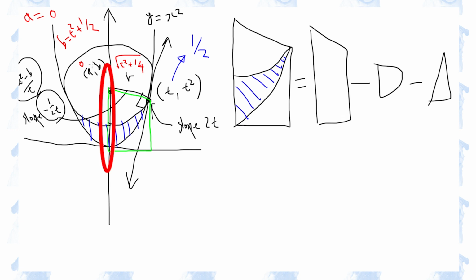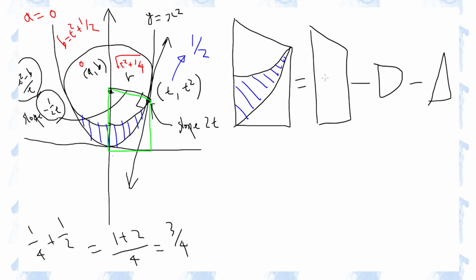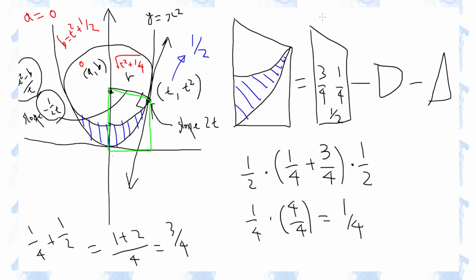The length here is b, and b is t squared plus 1/2, and t is 1/2. So 1/4 plus 1/2, which is 3/4, and the length here is t squared, which is 1/4, and the height of the trapezium is t, which is 1/2. So 1/2 times (1/4 plus 3/4) times the height 1/2. So the area of the trapezium is 1/4.